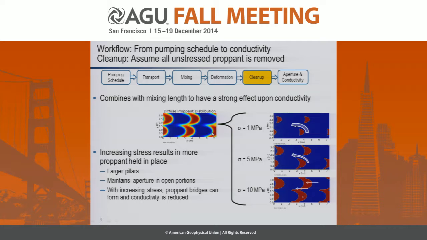So at low stress, for example, you might imagine that only the inner core of each of these proppant pillars is held in place and we have wide open channels and a very conductive fracture. In contrast, as we increase the stress, the more diffuse regions will be held in place and the channels will narrow, even to the point where we no longer have open channels if we're looking at flow from right to left back to the wellbore. So we see this interplay between the closure stress and the degree of mixing between the proppant and the clean fluid.